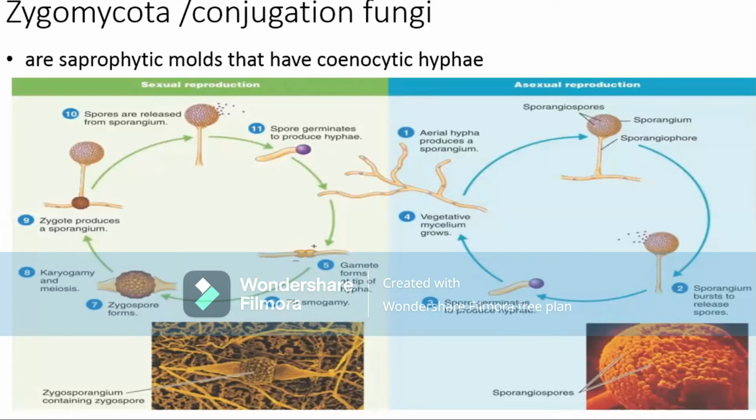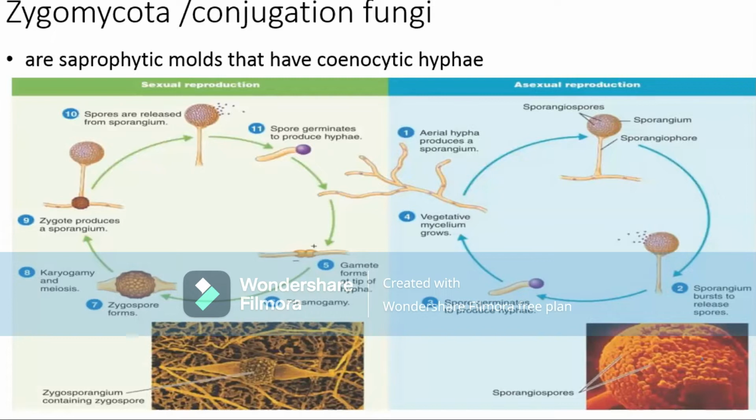Zygomycota are also called conjugation fungi, because in this group, two different members conjugate, or their hypha conjugate, and at the site of their conjugation, a spore is formed. And they are saprophytic in nature, without septa. And if they don't have septa, they have multinucleated hypha.